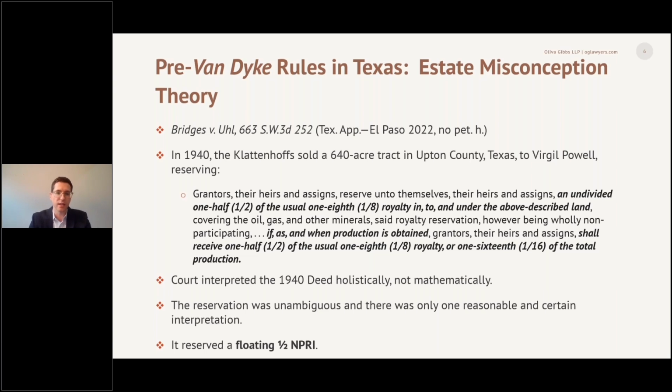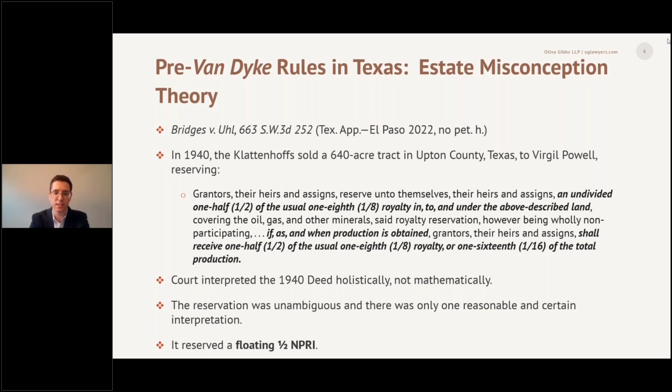The first case we'll look at is Bridges versus Ohl. In 1940, the Clattenhoffs sold a 640-acre tract in Upton County to a Virgil Powell, but the grantors reserved an undivided 1/2 of the usual 1/8 royalty, being wholly non-participating. The reservation went on to say that if, as, and when production is obtained, the grantor shall receive 1/2 of the usual 1/8 royalty or a 1/16th of total production. So here we have multiple fractions and we also have a restated fraction.